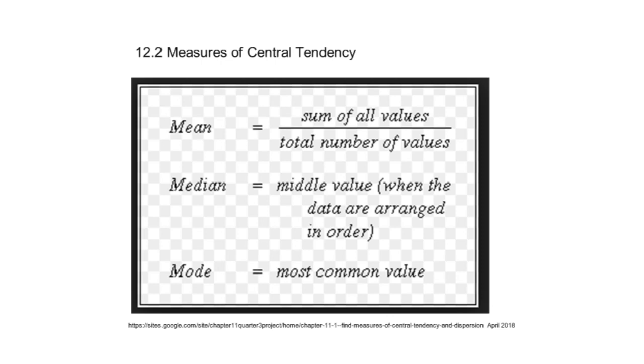12.2 is about measures of central tendency. What we have listed right now are a majority of what we're going to go over in this section. The first one is the mean, which is the sum of all values divided by the total number of values. Median is just the middle value when you arrange your data values from smallest to largest, or ascending. And then we have mode, the most common value seen in your data value set. And we will further discuss each one of these as we go through the lecture.